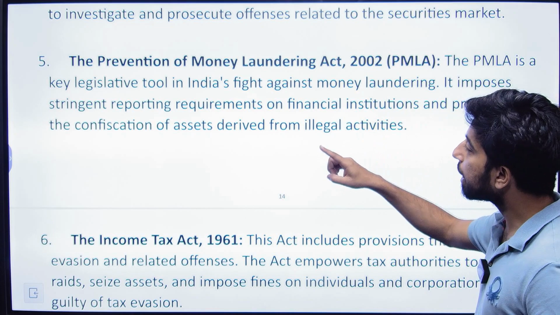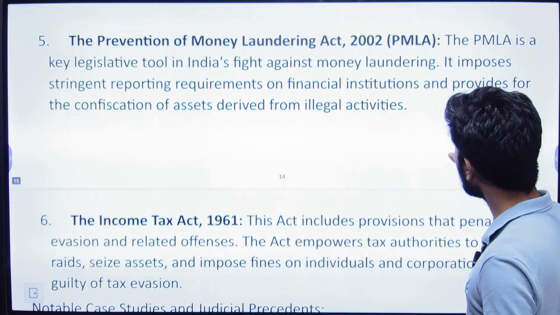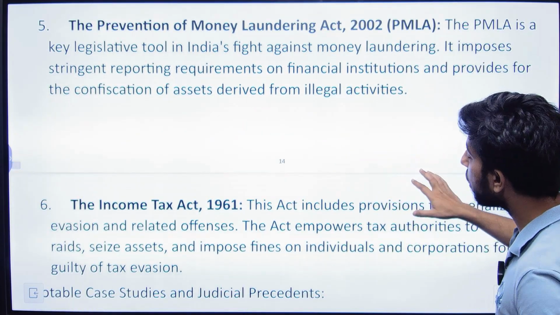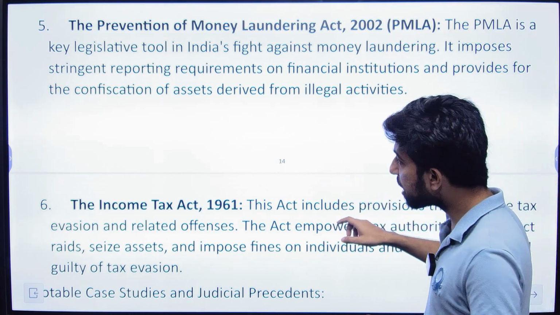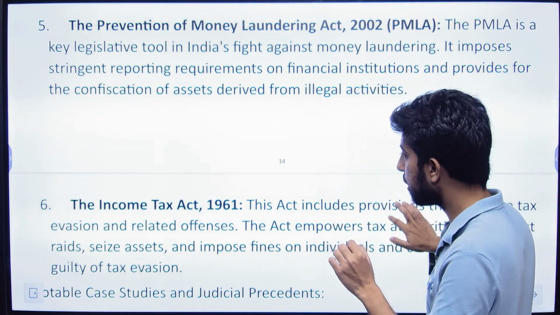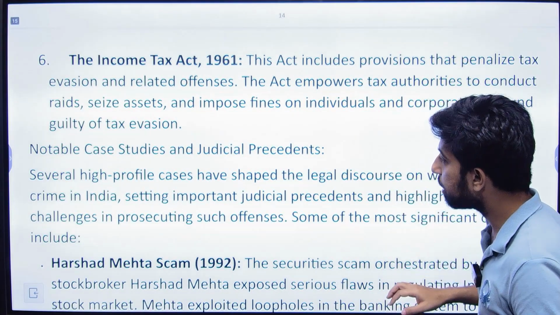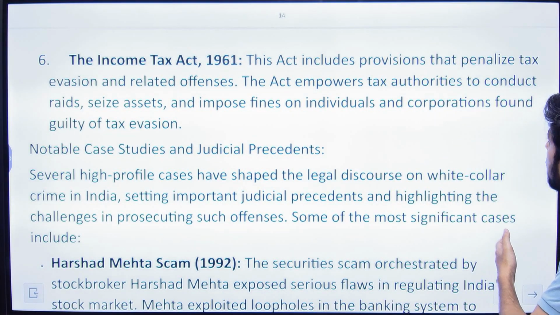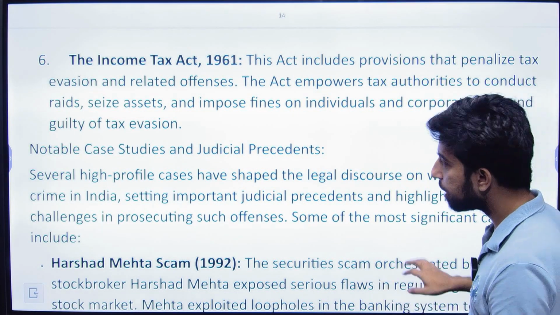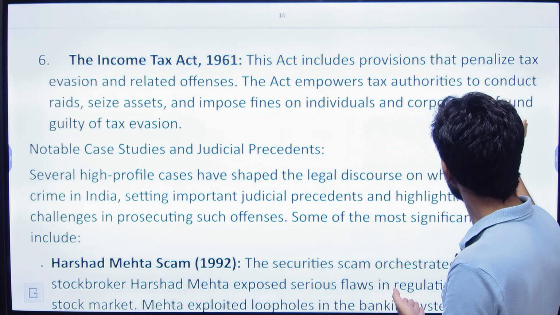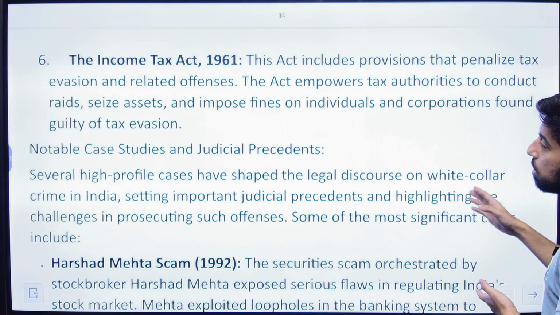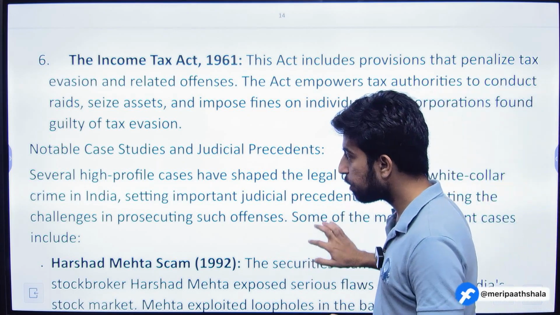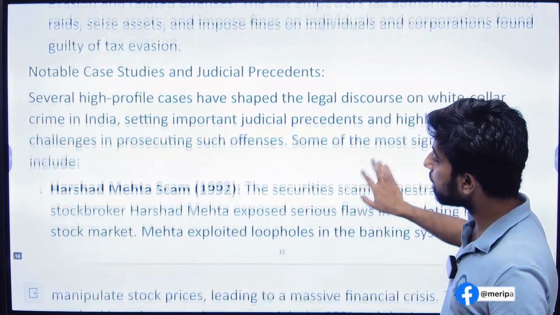So the PMLA is a key legislative tool in India's fight against money laundering. It imposes stringent reporting requirements on financial institutions and provides for the confiscation of assets derived from illegal activities. The Income Tax Act 1961. This act includes provisions that penalize tax evasion and related offences. The act empowers tax authorities to conduct raids, seize assets, and impose fines on individuals and corporations found guilty of tax evasion. Now, there are some notable case studies.